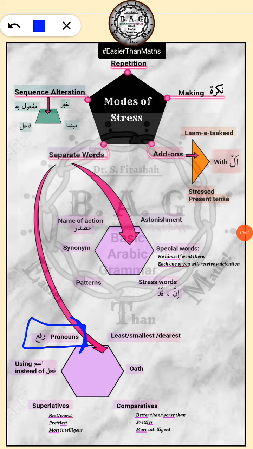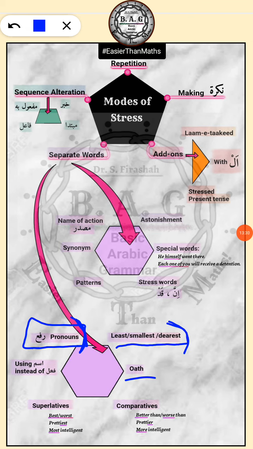Okay, next you've got this oath thingy. So we all know why or when a person takes an oath, okay? We all know that it is a means of putting stress to the subject that needs to be discussed, okay? Then next we've got equivalents of words such as least, smallest, dearest, okay? We'll be covering these inshallah.